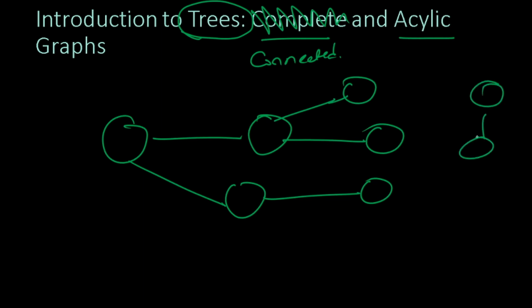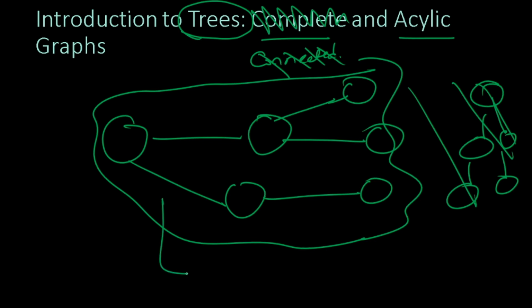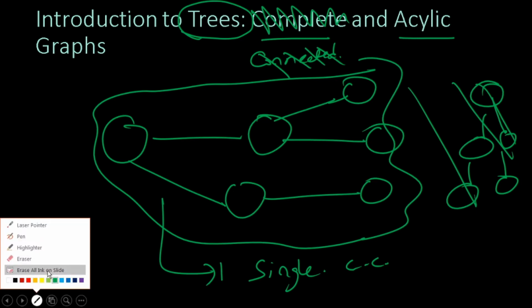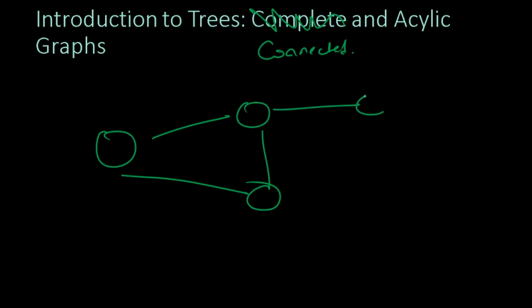Let us say you have a few more nodes and vertices like this. Now this is not a tree. Why? Because it is not connected. It has to be connected: one single connected component. The second thing is there should be no cycles. What that means is there should be no cycle like this. This is not a tree.